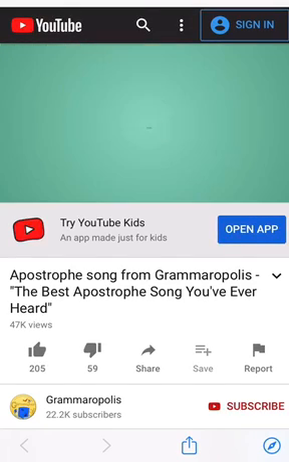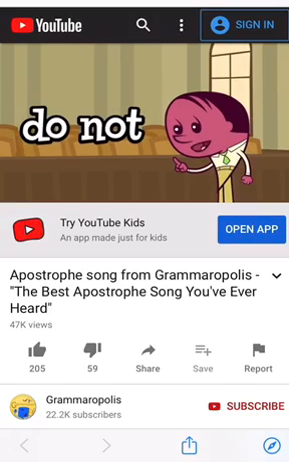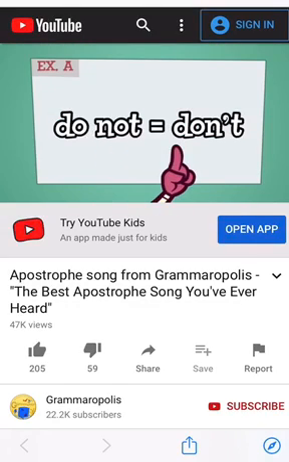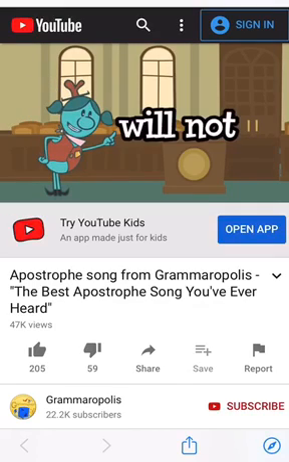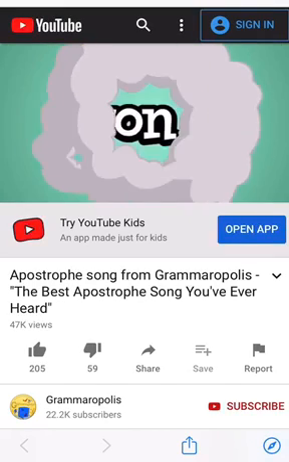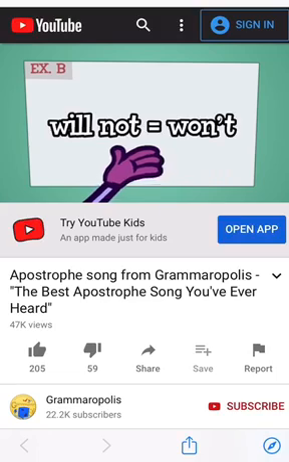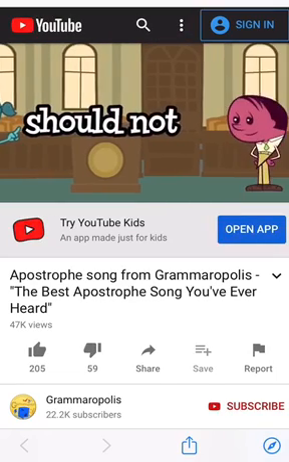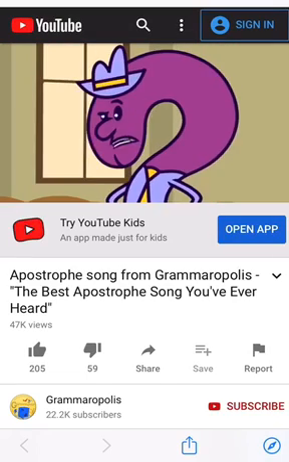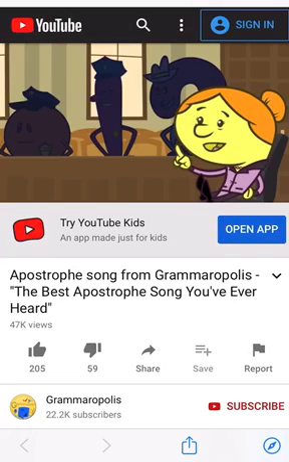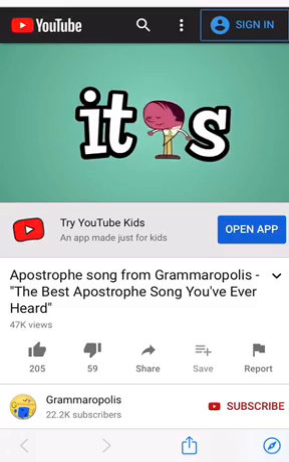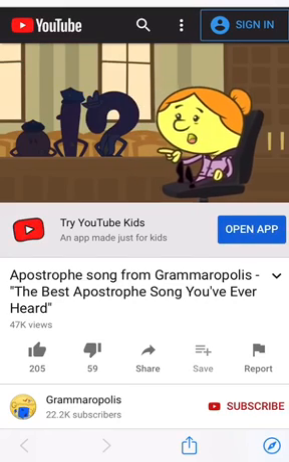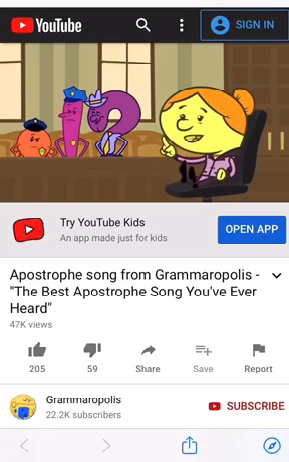Example. Right. I say do not. I'm changing that. Don't. Do not use don't. I say I will not. I say you won't. Will not equals won't. Right. I say she should not. I say she shouldn't. She shouldn't what? She shouldn't shun contraction. Oh. It is. It's. Do not. Don't. My brain is sore. Your brain's sore. Let's give it some more.